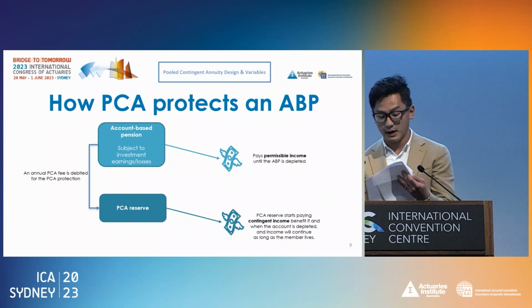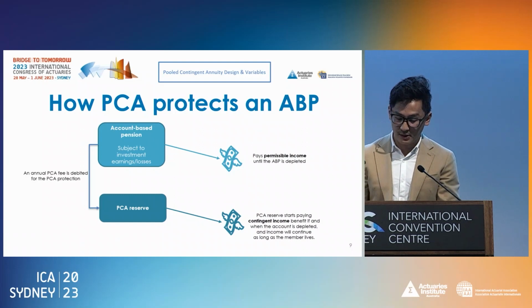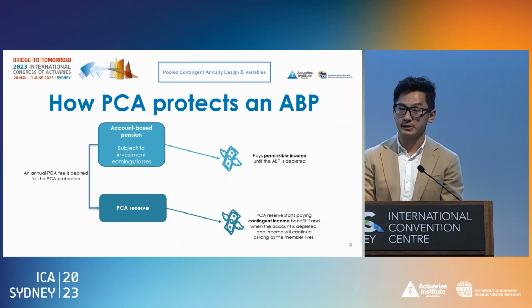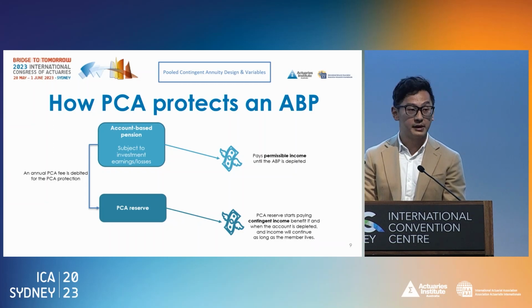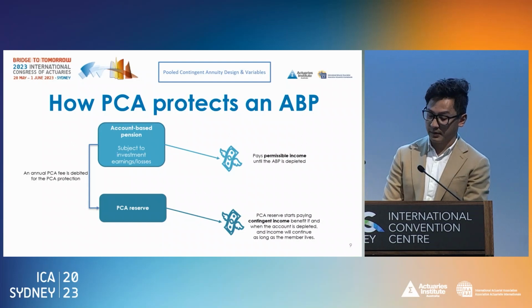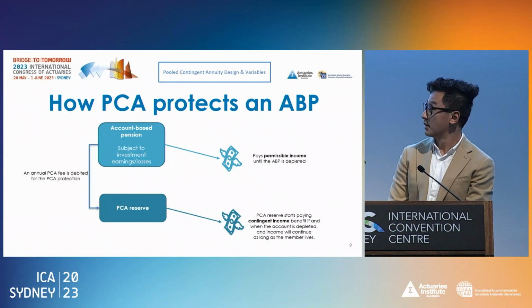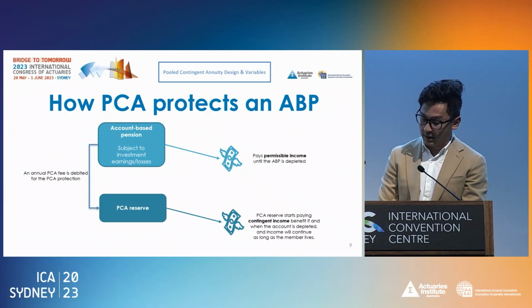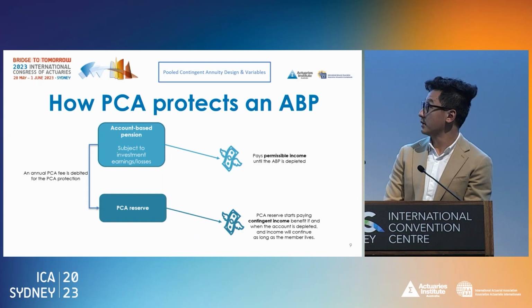So given the limitations of the ABP, we see that the PCA is a good solution to enhance retirement outcome by encouraging a safe spending rate above the minimum rates. And that's why the PCA only makes sense when it's paired with an account-based pension. The concept is quite simple. When the account is protected by the PCA, retirees are allowed to withdraw what we call the permissible income. And if the account is exhausted while the retirees are still alive, then the PCA income will kick in and provide income as long as they live.